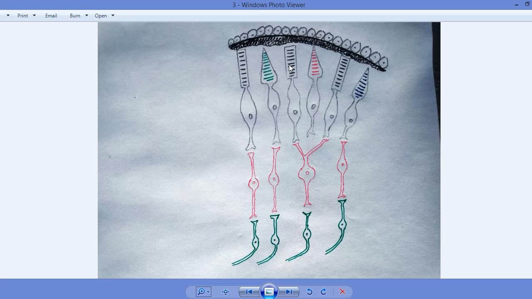And in the case of night blindness, the rhodopsin inside the rod cell is present in minute amounts inside the rod.